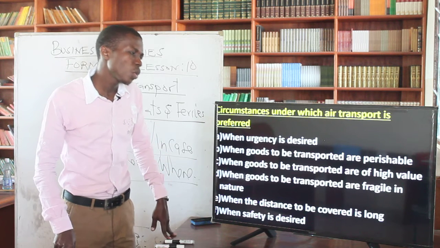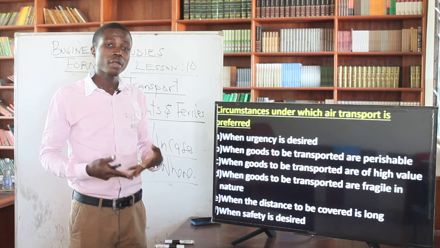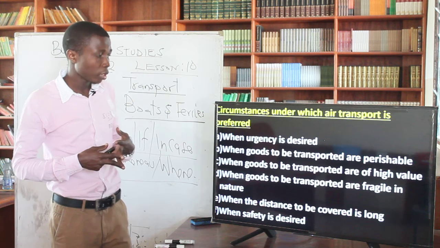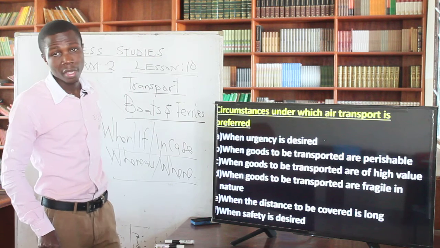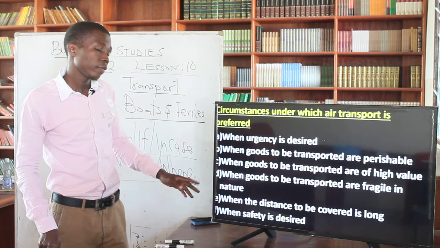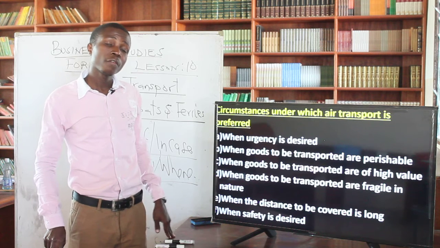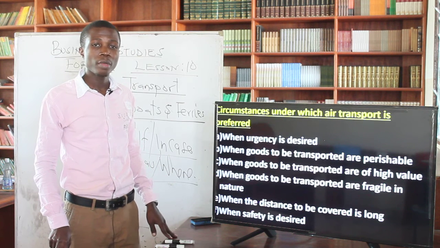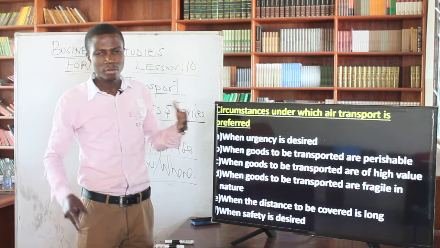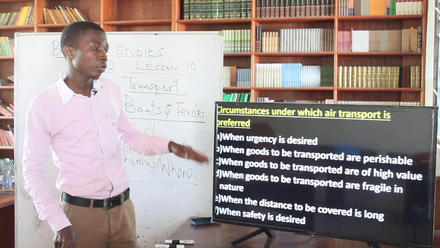And the next, when goods to be transported are perishable, like flowers, if they realize that flowers are really perishable, and if they stay for long, they might expire, then they will use air transport. And the next, when goods to be transported are of high value, like computers, like gold, you will always use air to make it more secure, or to avoid cases of theft or thugs storming such means. So air is the suitable means to transport gold.